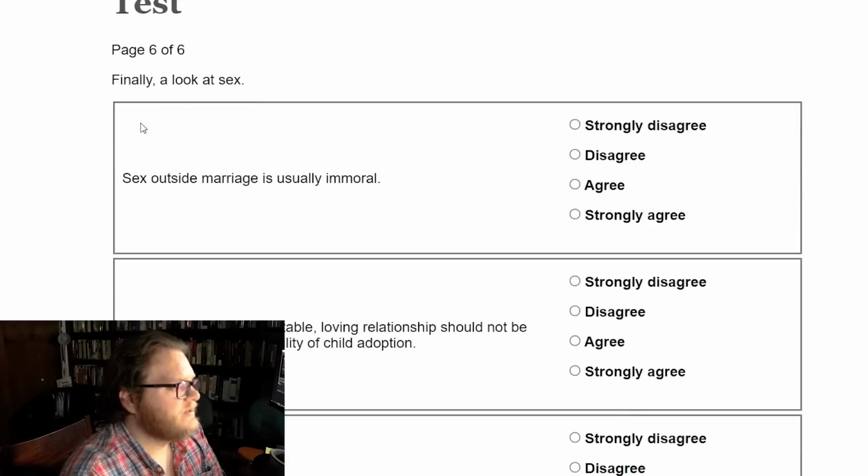Sex outside of marriage is usually immoral. My religious convictions tell me to strongly agree. But unfortunately, this test doesn't create a differentiation between what you think public policy should be and what you think private morality should be. It tries to fuse the two together, but I think it doesn't create a very accurate test.